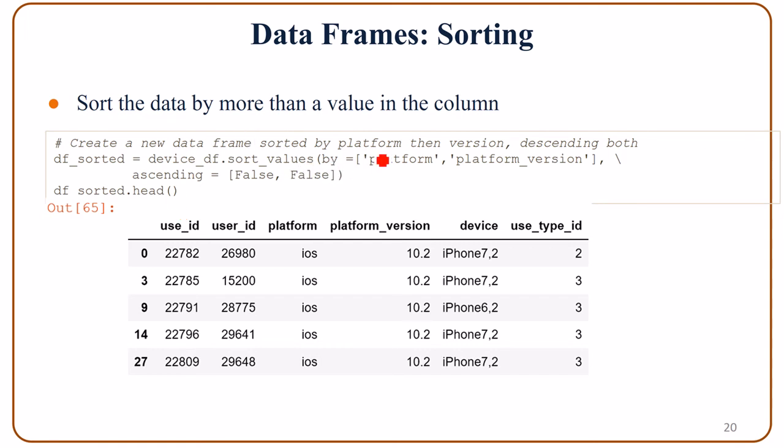This second example shows you how to sort by more than one column. In this case, you just need to put more columns in the by argument. You can also adjust how data is sorted, ascending or descending. So here we have False and False, meaning both columns are sorted in descending order.